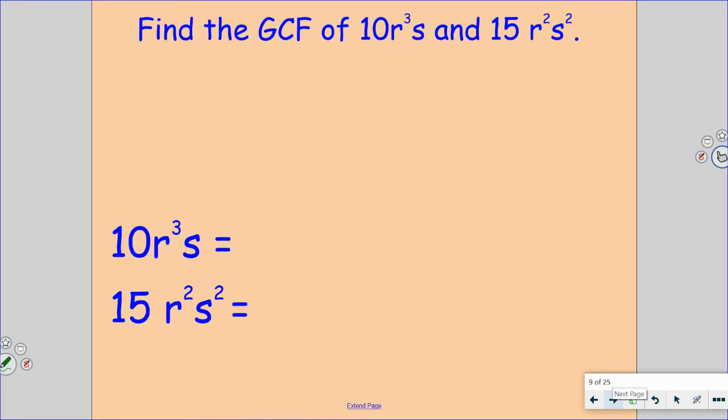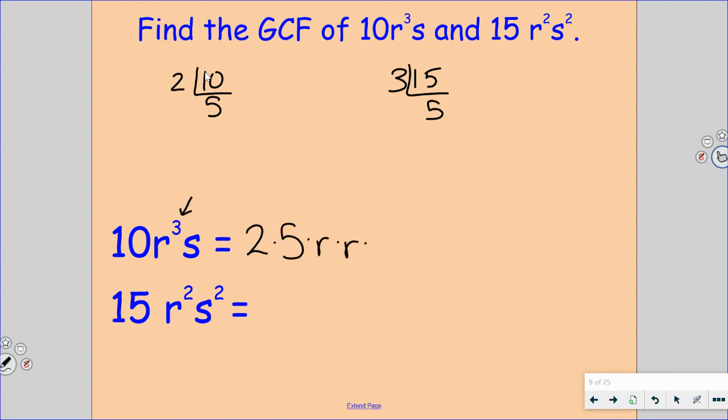All right, let's do one more of those. Pause, rewind if you need to. Nope, let's actually get into the algebraic stuff. So the idea is the same. We're going to break both of these down into their prime factorizations, noticing that 10r to the third s breaks down into 2 times 5. Then we have an r to the third power. Remember, when you're doing an algebraic factorization, you write out all the r's, not in power form. And we do have a single s. Not that you have to write the 1, but there is an s right there. 15r squared s squared breaks down 3 times 5 times r times r times s times s.